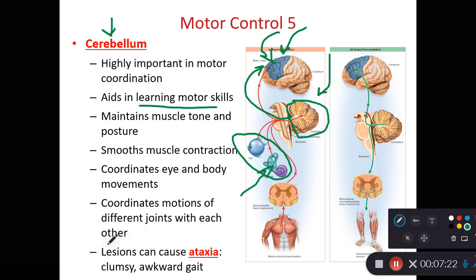And as we look at this list, the cerebellum is coordinating movement of joints, movements of eyes, smooth muscle contractions, overall muscle tone and posture. The cerebellum allows for us to have lots of unconscious coordination of the muscles of our bodies. If there's some kind of a lesion within the cerebellum, we can have ataxia take place. And ataxia is the technical term for a clumsy or awkward gait that a patient may manifest.